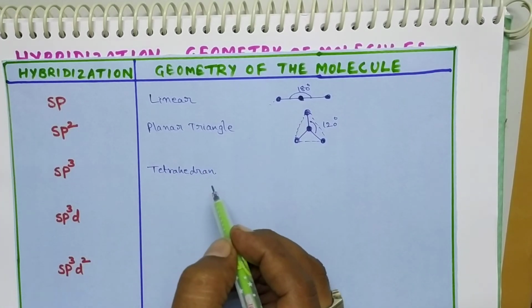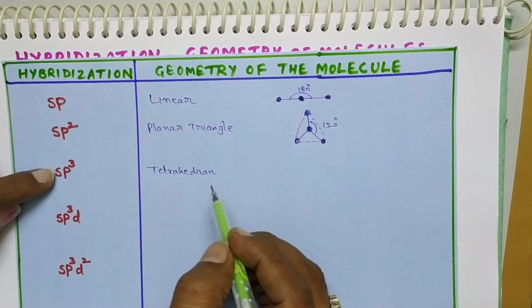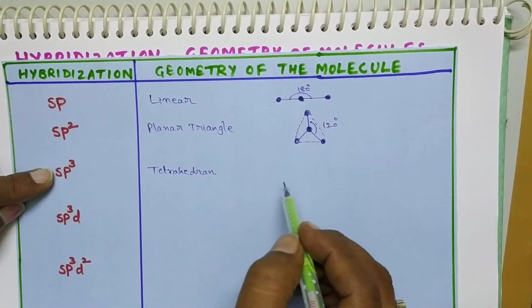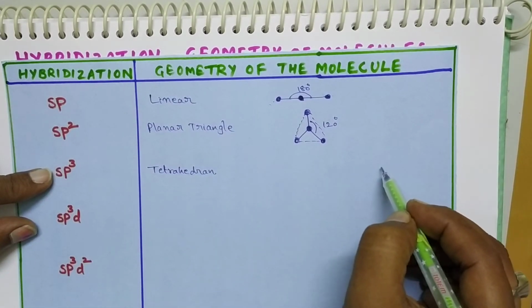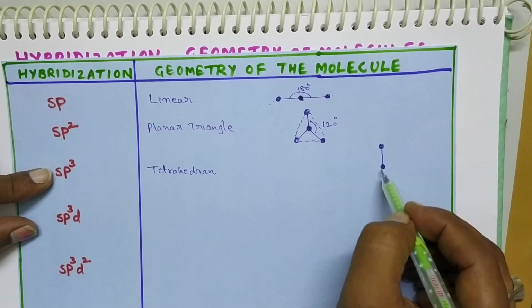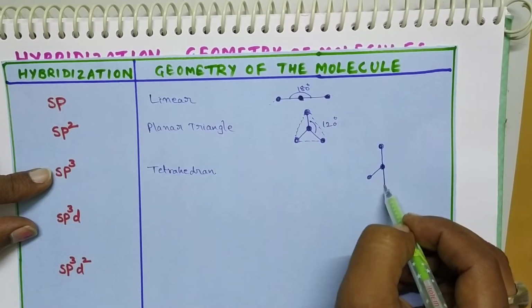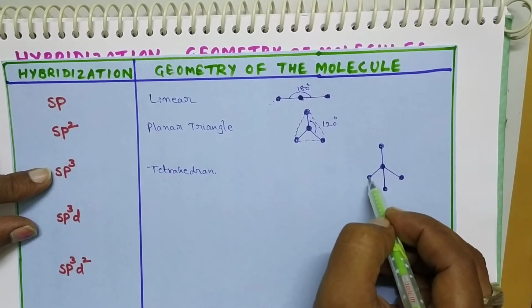So tetrahedron means it has 4 corners. So the 4 sp3 hybrid orbitals will occupy the 4 corners of a regular tetrahedron. So here the 4 occupy the 4 corners of a regular tetrahedron. So this is the tetrahedron geometry.